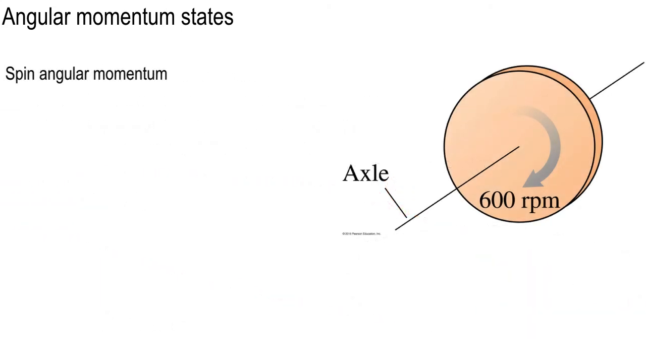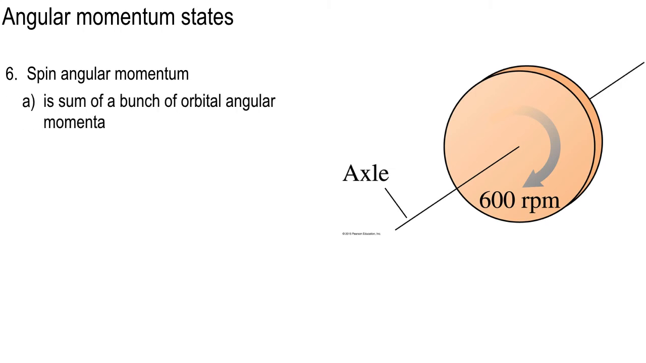Let's take a look at spin. So here's an example of a millstone or a grinding stone spinning 600 RPM, 10 times a second, on an axle. And really, the spin angular momentum is just the sum of a bunch of orbital angular momenta of every pixel of mass of this millstone here. So just mentally pixelate it, and then figure out mrv for each of those pixels and then add them up.